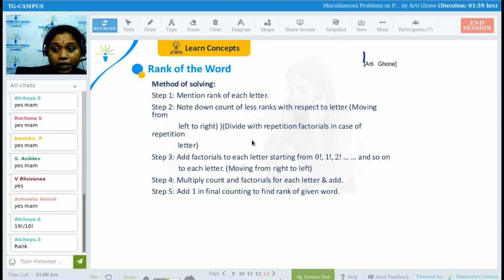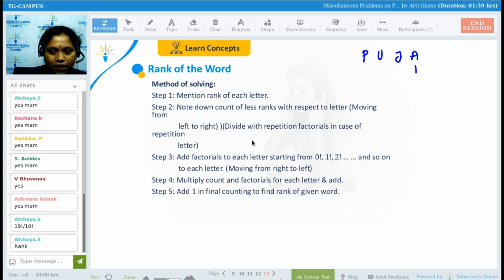Okay, let's take PUJ, Puja. Clear? I'm explaining step by step how you are going to find out the rank of the word. Now we want the number of Puja in the dictionary. So mention the rank of each letter. Now let's start with the ABCD, which comes first.